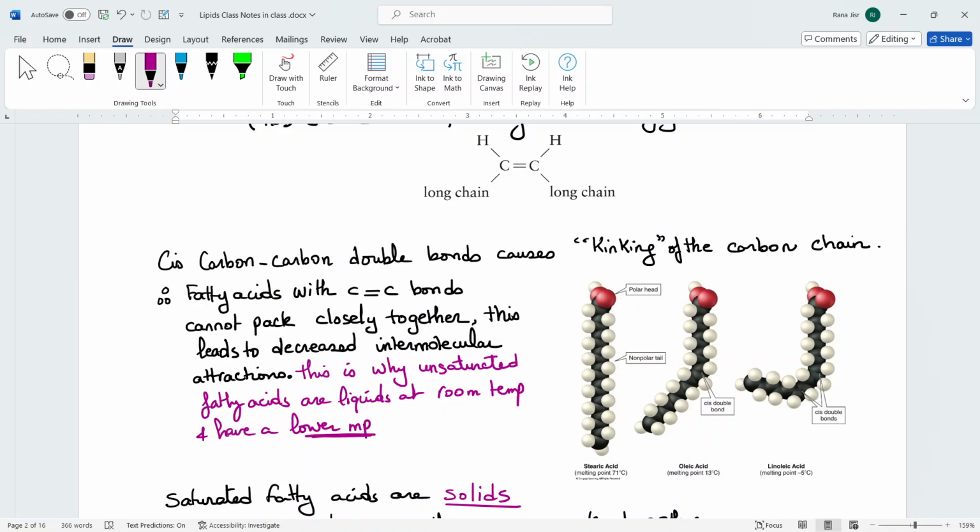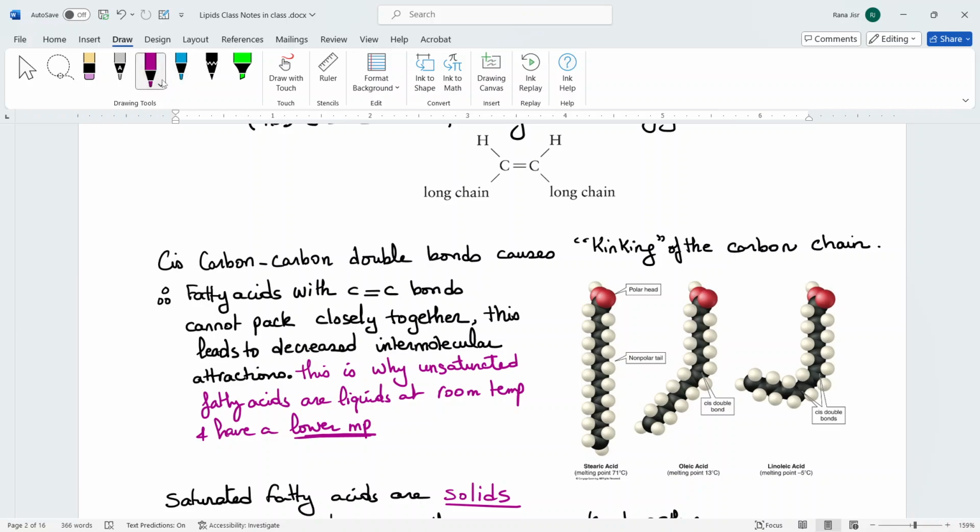Lower melting point because the intermolecular interactions in there are very low, because the molecules, when you pack them next to each other, are actually far away from each other. They don't interact. So if they don't interact, that is going to decrease the melting point. And decreasing the melting point will make unsaturated fatty acids liquids at room temperature.